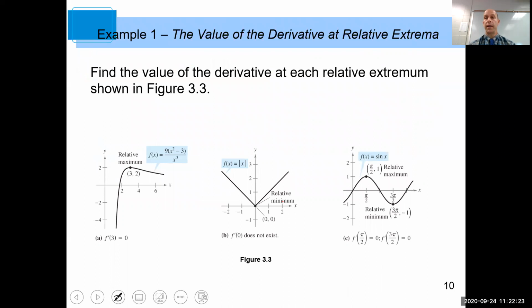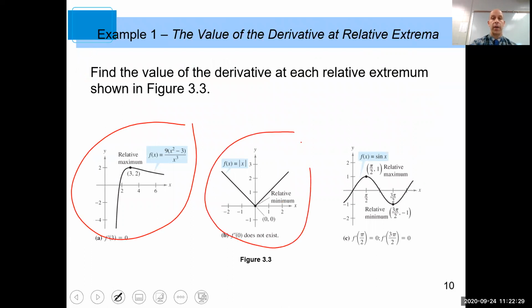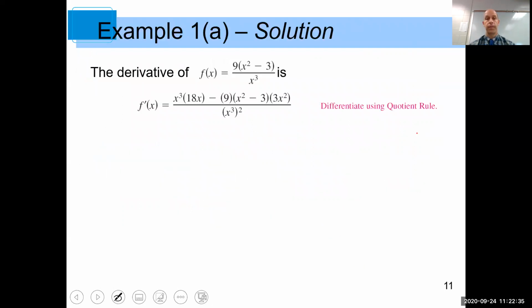So now I'm going to do one example here with 3 parts. So we're going to find the relative max of this one, we're going to find the relative min of this one, and we're going to find the relative max of this guy here, and the min. So let's look at example A.